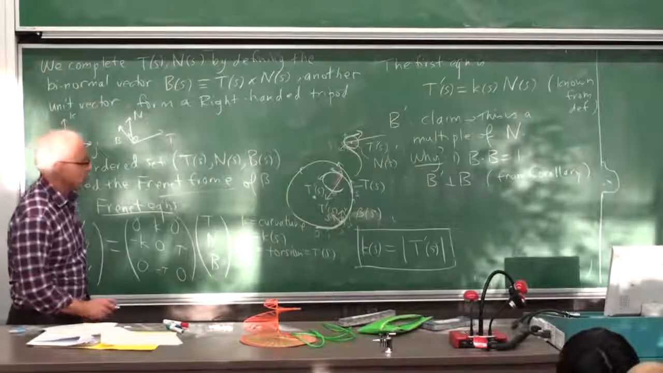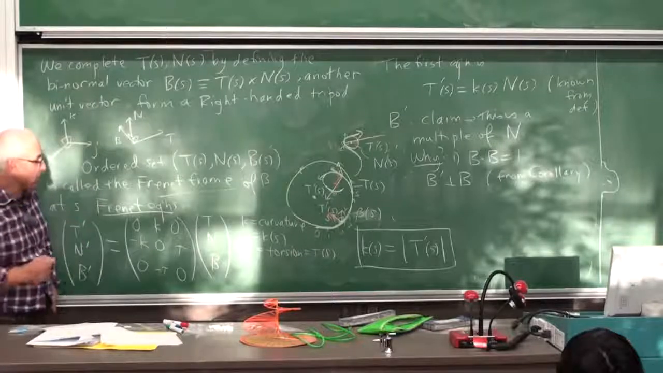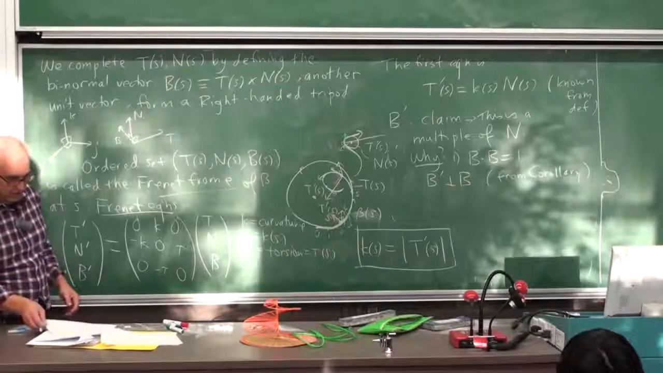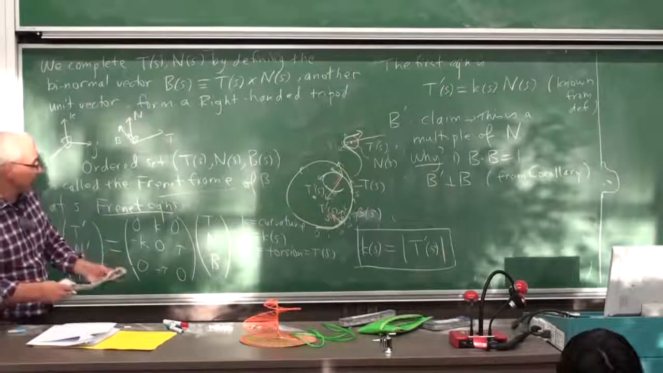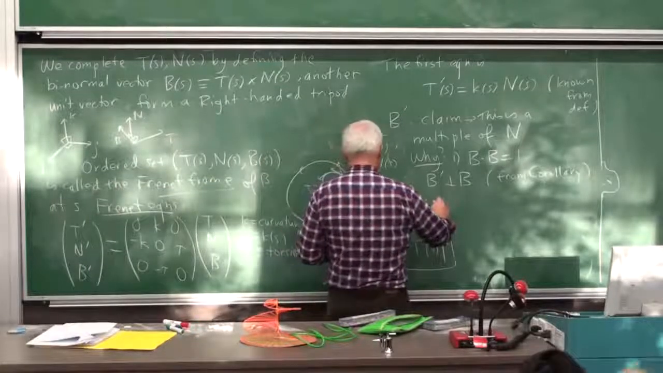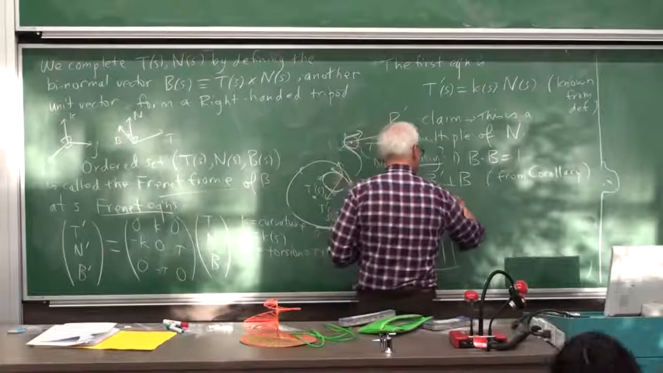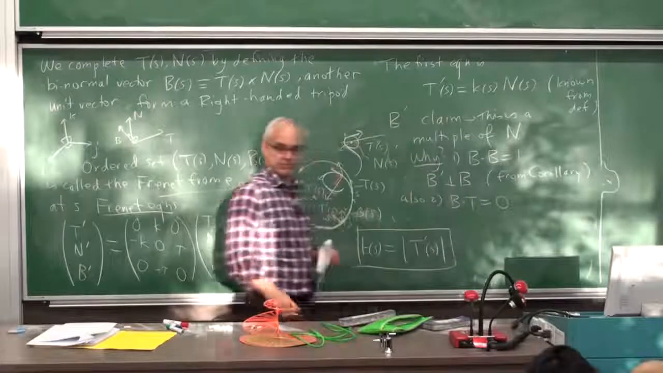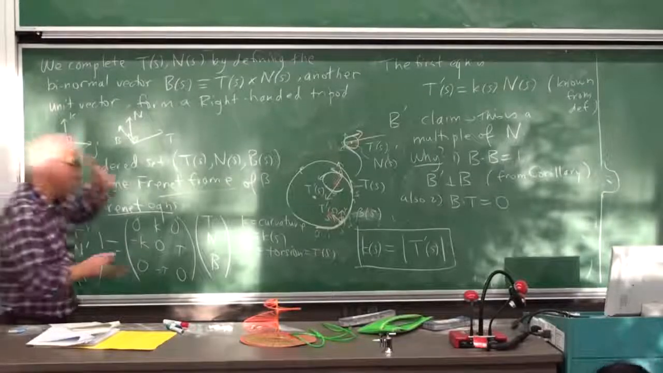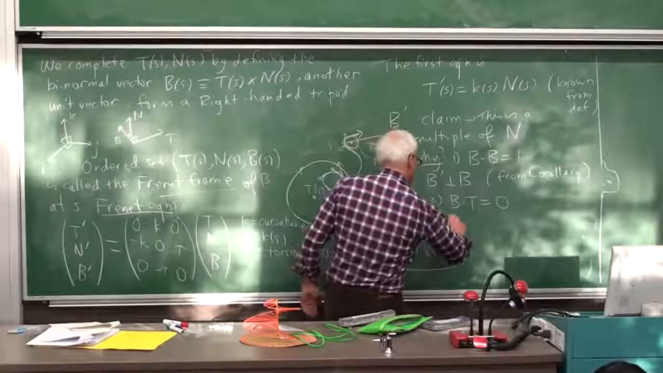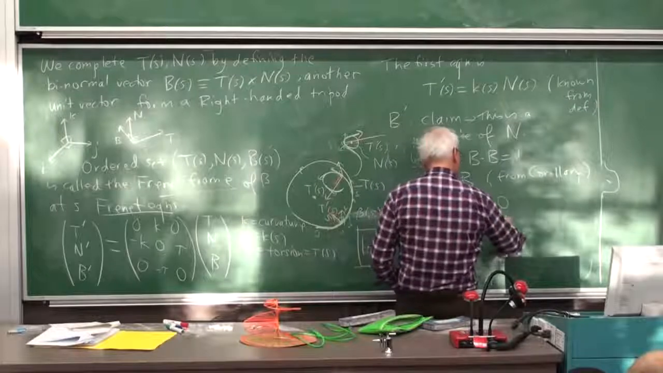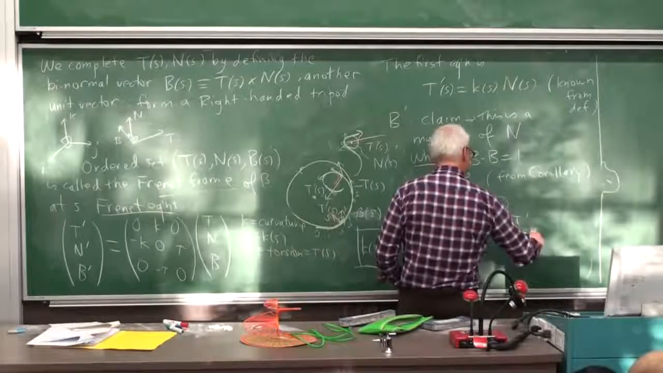Okay, so b prime is perpendicular to b. But it turns out that b prime is also perpendicular to t. And how do we see that? Well, the second fact that we need is that b dot t equals 0. Right? B and t are perpendicular. So if we differentiate this equation, we get b prime dot t plus b dot t prime equals 0.